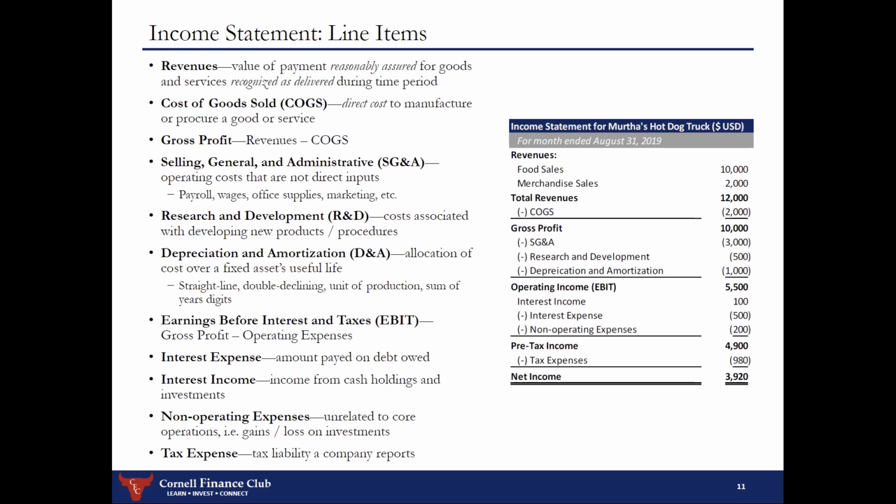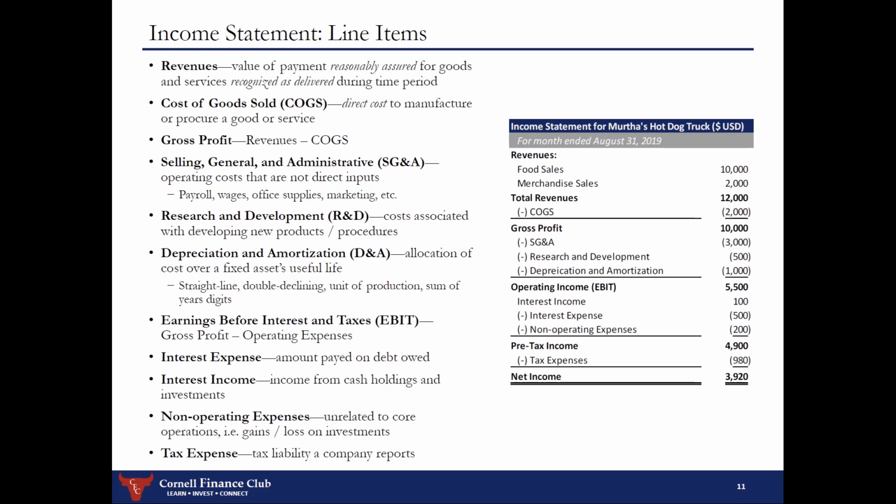Then you have selling, general, administrative. So this is operating costs that are not direct inputs. This includes payroll, wages, office supplies, etc. And going off from the previous example, the cashier is not COGS but SG&A, because the cashier is involved in selling your hot dogs to consumers.